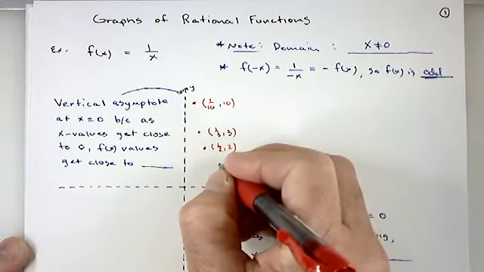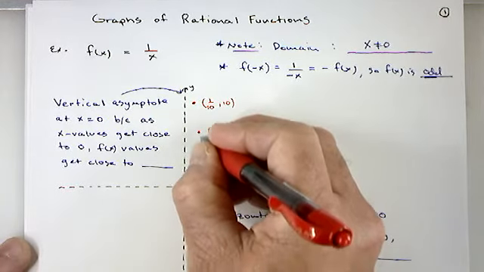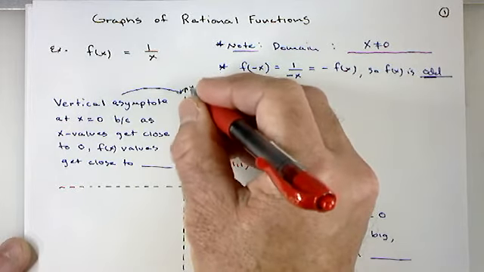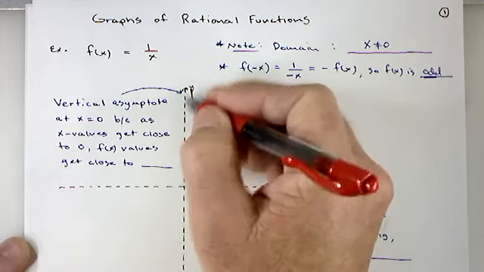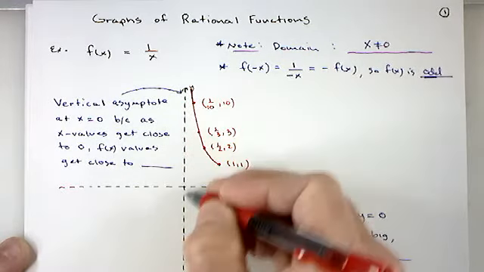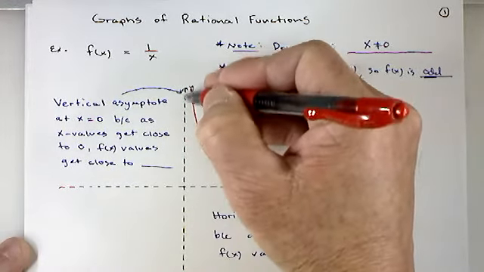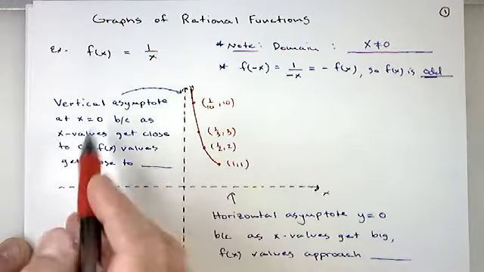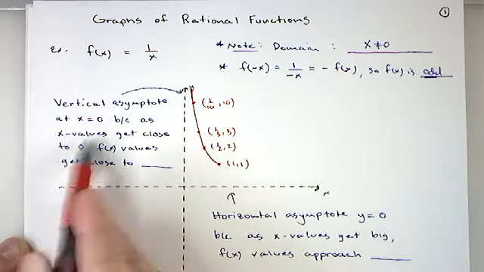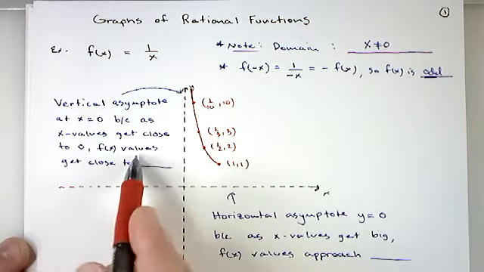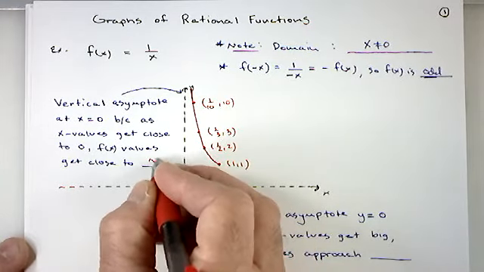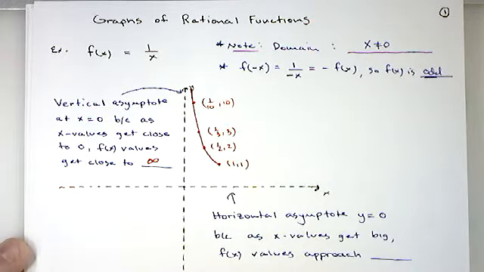So we can start to see that the graph, as it approaches x equals 0 from the right side, the y-axis, is getting infinitely big. And that's why we put a vertical asymptote here to indicate that our graph is starting to approach the y-axis as we plug in x values that get really, really close to 0. So vertical asymptote at x equals 0, because as the x values get close to 0, my f of x values, my y values, are going to get infinitely big. So that's why we have that vertical asymptote there.